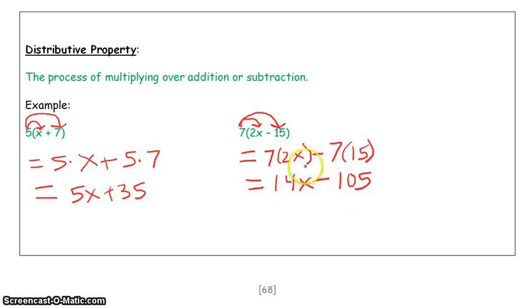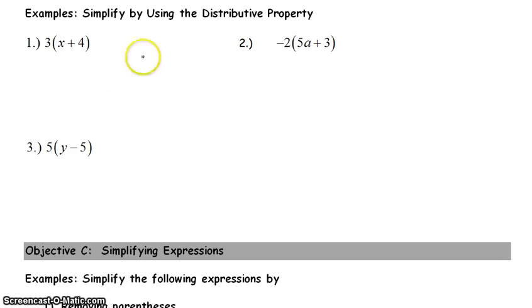Now there's one thing that I did in this problem here that I didn't do over here that we could easily correct. The x should have had a parenthesis around it, and also the 7. You usually want to put the parentheses around the terms that are being multiplied. Okay, now we need to move on to the next page. Now we have our next set of examples. It says simplify by using the distributive property.